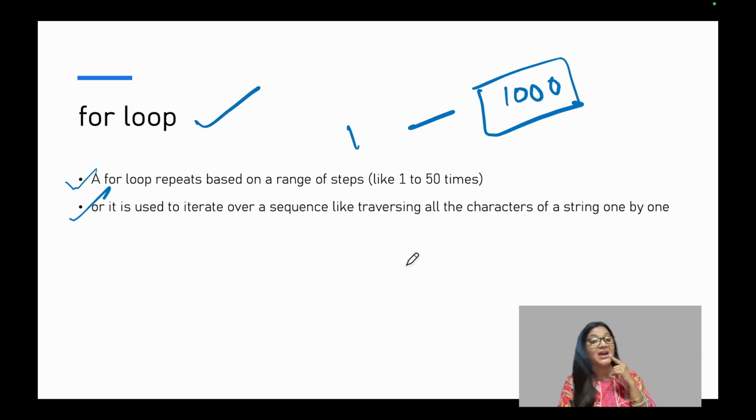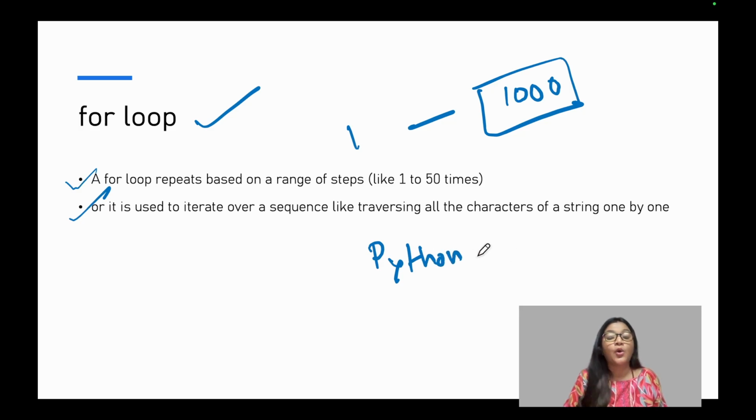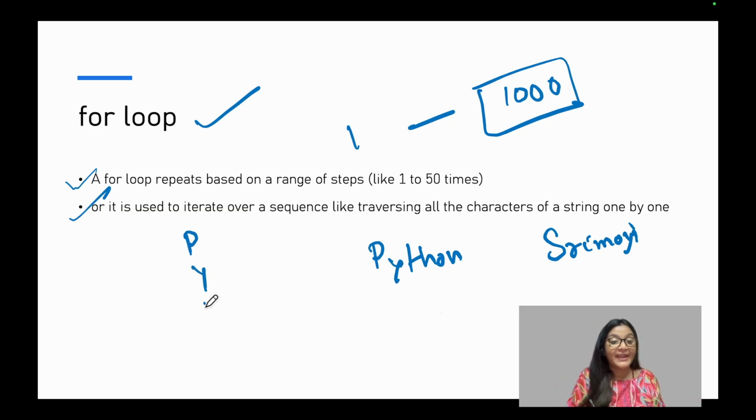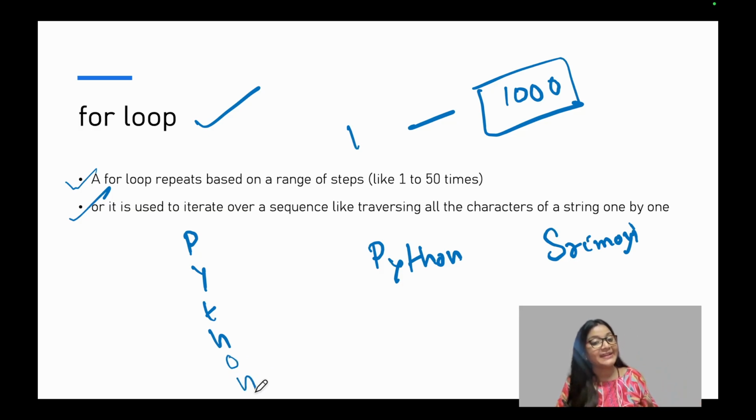Secondly, if you have to iterate over a sequence, like let's say traversing through all the individual characters of a string. String means what? Let's say Python is a string, or let's say any name. Let's think my name. So everything is a string. And let's say I had to print P, then Y, then T, then H, then O, and then N. So all the characters I'm printing one by one. Am I correct? So over here we can use for loops.